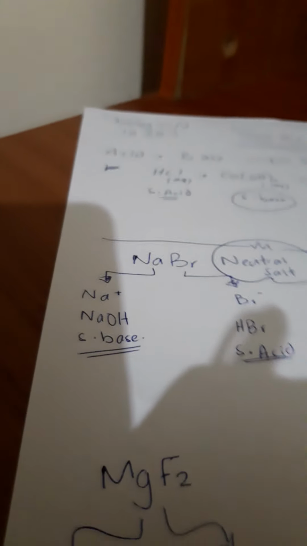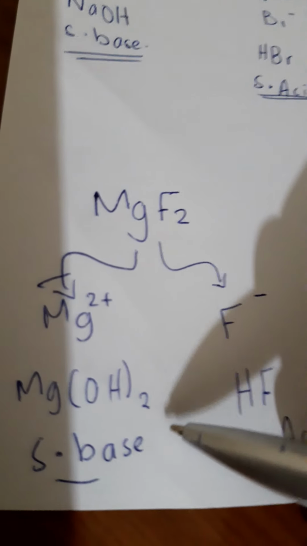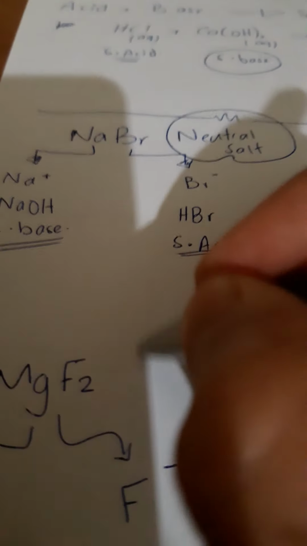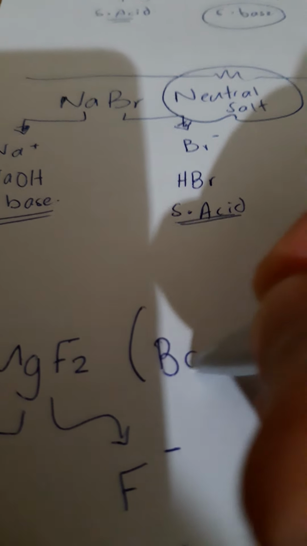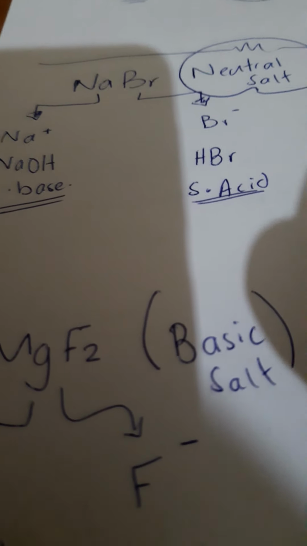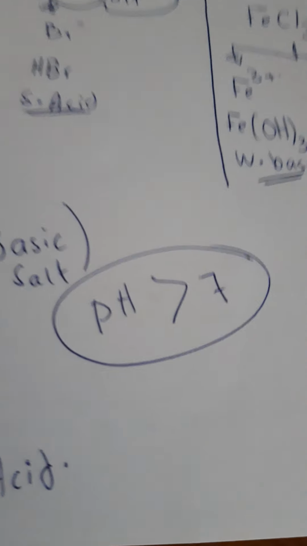And Mg(OH)2 is a strong base. Group 2 hydroxides are strong bases. So if you have a strong base with a weak acid, the solution of this salt, or this salt, is a basic salt, and the solution has a pH more than 7.